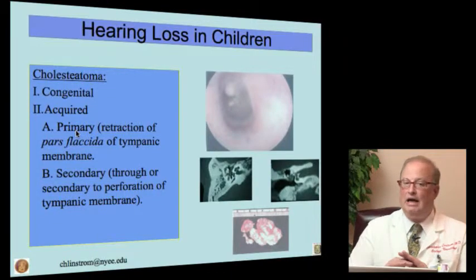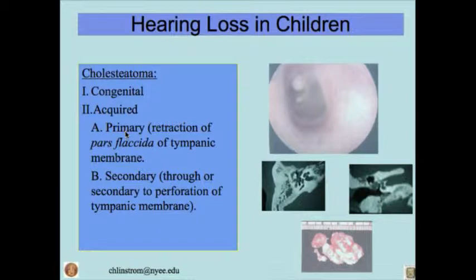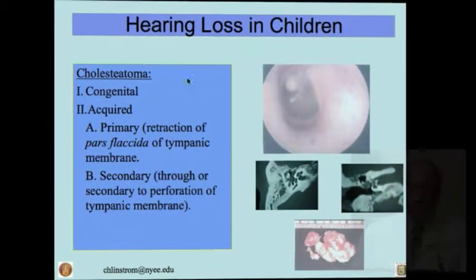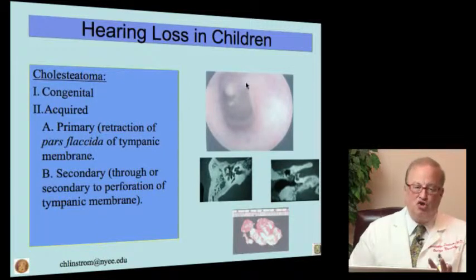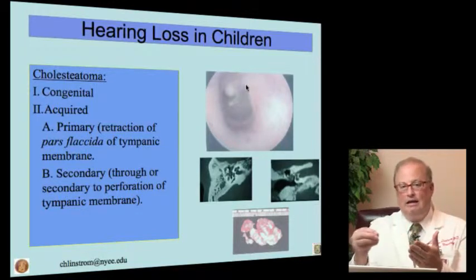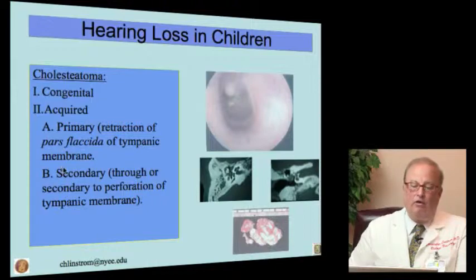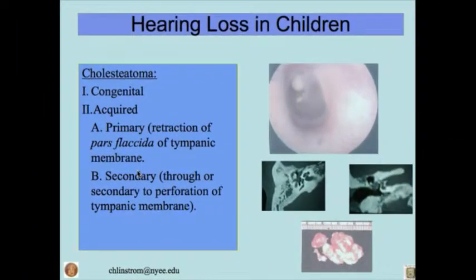So primary means there has been no manipulation of the drum. In other words, it's not fair if the kid had a tube put in and later on develops a cholesteatoma or had a perforation. That's not fair. So we don't countenance that. There must be no antecedent manipulation of the drum, either by nature or by a doctor, and it's due to a primary retraction of pars flaccida. So that means the part of the drum superior to the anterior posterior ligaments of the malleus, due to eustachian tube dysfunction, that has sucked in and formed a cholesteatoma. Secondary would be through a pre-existing defect in the drum, either perforation or a tube or something like that, okay?